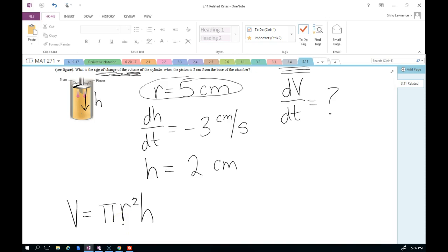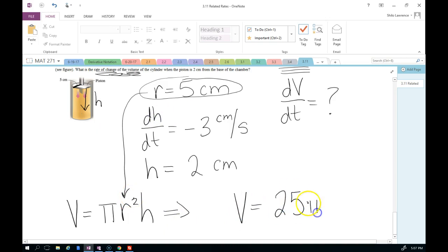So volume of a cylinder is pi r squared h. Now that radius never changes. The radius of that piston is always 5 centimeters. So because it never changes, we can go ahead and plug it in right away. Height is changing, and we have a dh/dt value, so we can't plug them in right now. We've got to wait until after the derivative. But I can plug in my r, so I can plug that 5 in, and 5 squared is 25. So really, our volume formula is going to be 25 pi h.